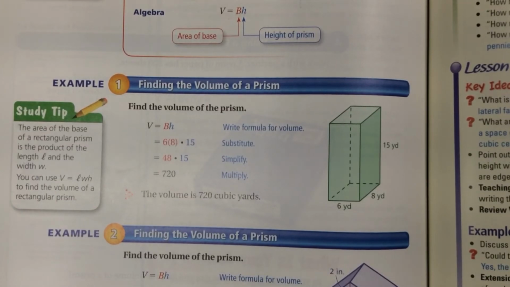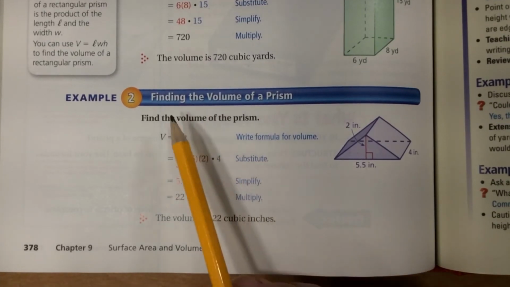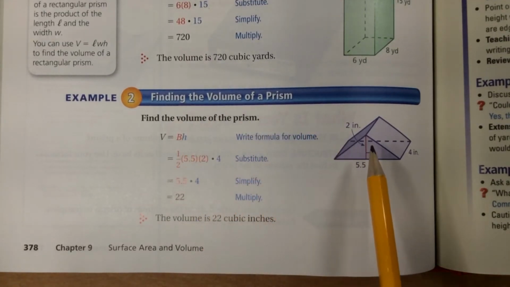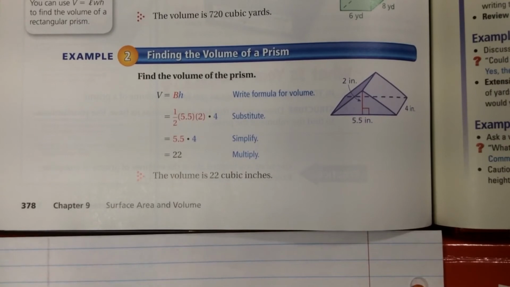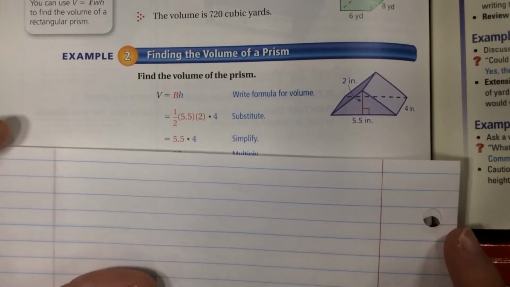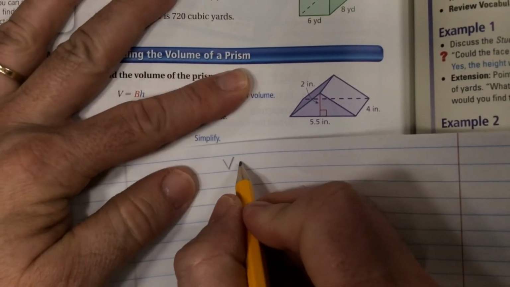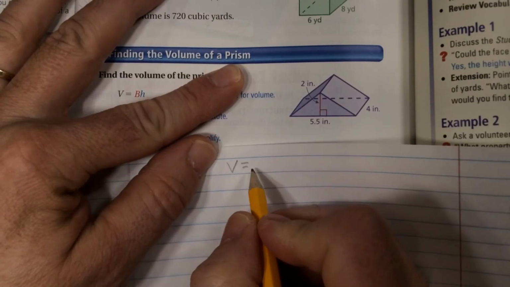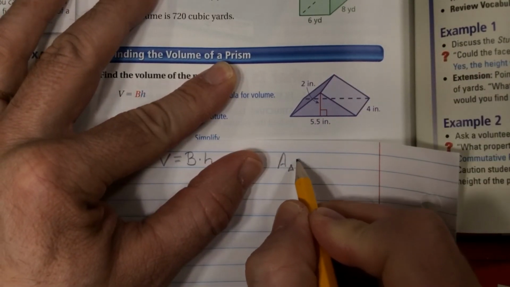Let's look at the second example. On the second example, it's still volume of a prism, but this time it's a triangular prism. And be careful, because this time the prism is not resting on its base. The base of a triangular prism is obviously a triangle, hence the name triangular prism. So we'll use the same formula. Volume equals big B, area of the base, times the height. And to find the area of that base, we're going to have to do the area of a triangle.